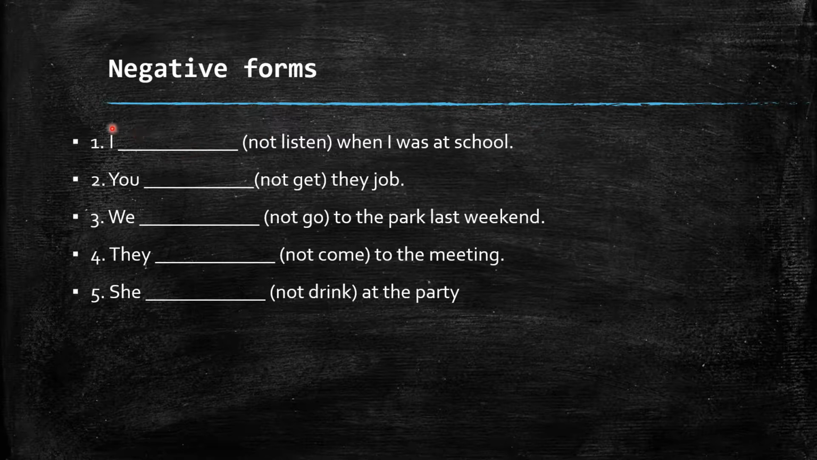So with negative forms, we need to use the word didn't or did not. I didn't listen. So the verb stays in the same form. We do not change the verb because we add did or didn't. In this case, didn't, because it's negative. I didn't listen when I was at school.